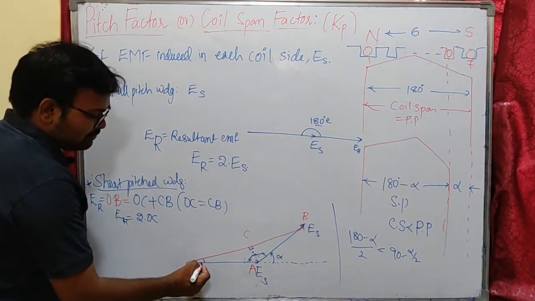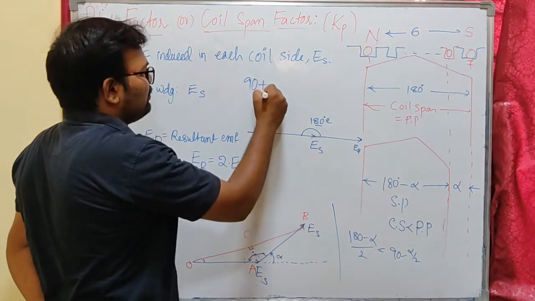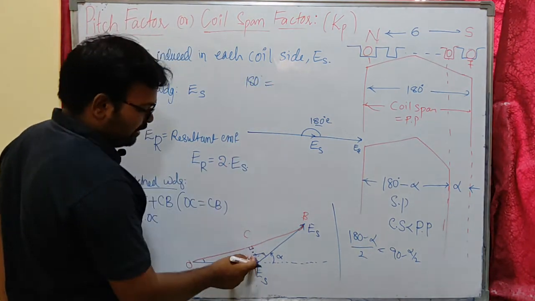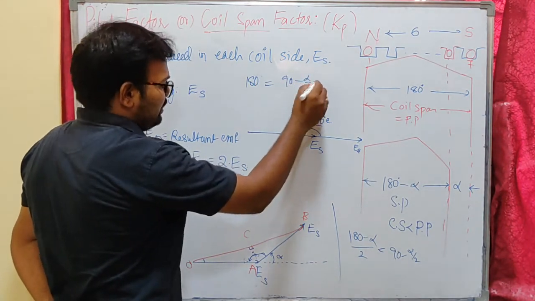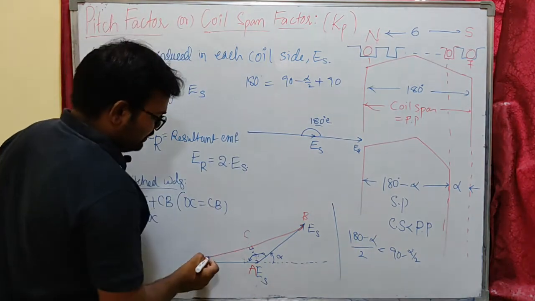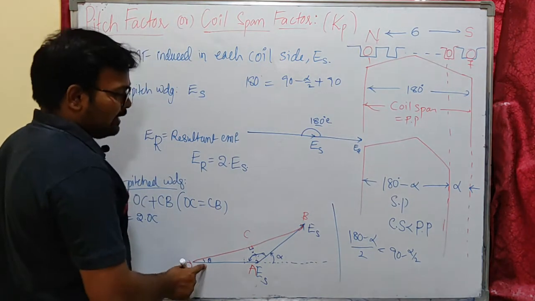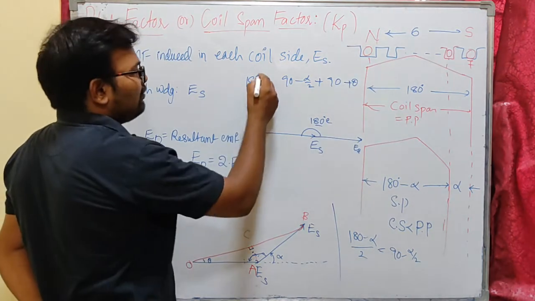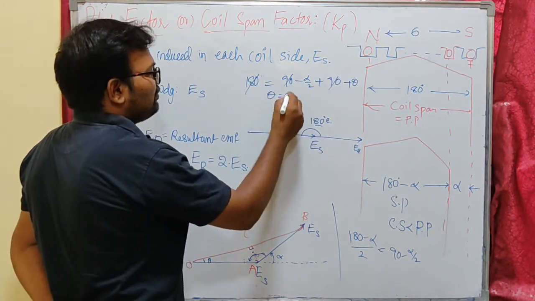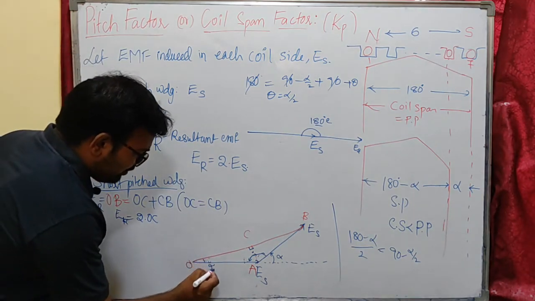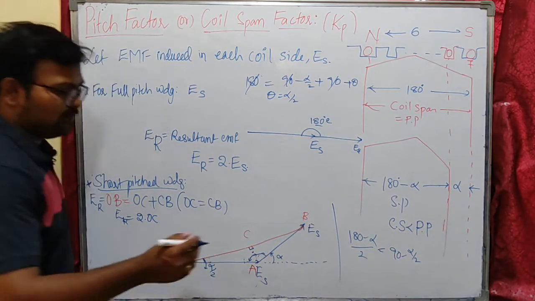What is the sum of angles of a triangle? That will be equal to 180 degrees. So here I have 90 minus alpha by 2 and this is my 90 degrees, and this angle will be plus theta. Now we can see here 180 will be cancelled out, theta will be equal to alpha by 2. That means this angle theta is nothing but alpha by 2.